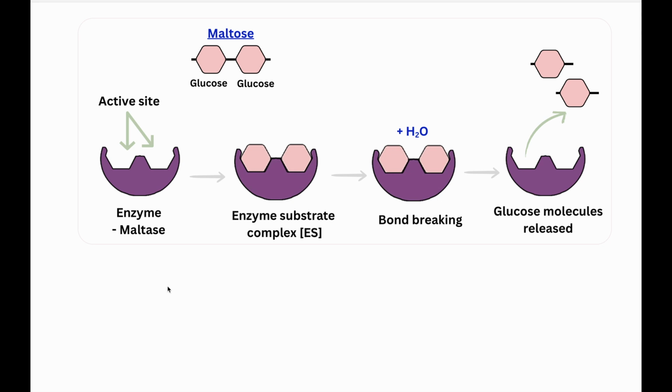The binding of the substrate maltose to the enzyme forms what is known as an enzyme substrate complex. This reaction also involves the addition of a water molecule to break the bond that is holding the two glucose molecules together. Once maltase has carried out the reaction, the glucose molecules can now be released into the bloodstream. The enzyme is now free and it is able to carry out the breakdown of more molecules of maltose.